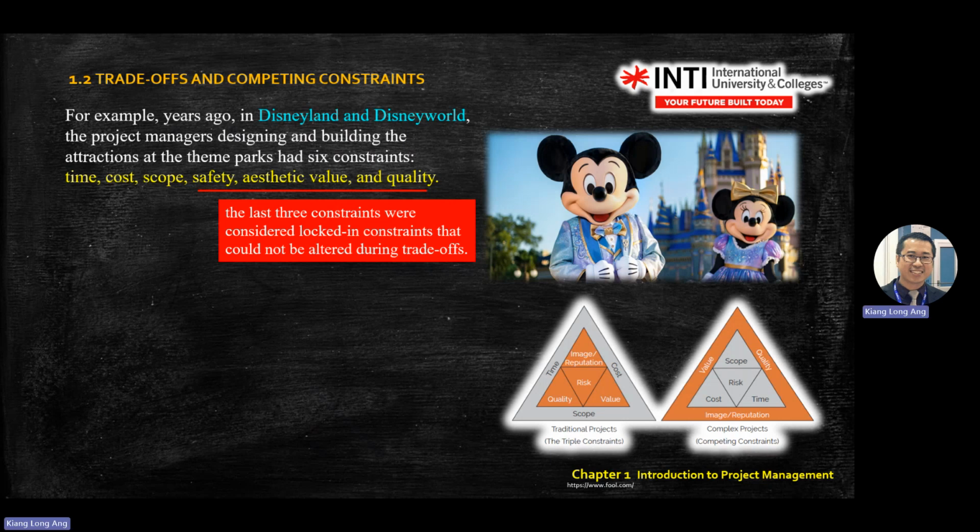Aesthetics means you have to look pretty, look good. For example, Mickey Mouse and all these have to look cute and always have a smiling face. These are all the characteristics. It makes you happy, positive things. Everything you go into in Disneyland, you feel happy. Everything is good. Quality also, right? So that is the constraint. Then time, scope, and cost, these they can trade off.